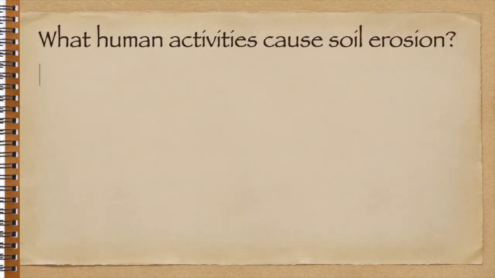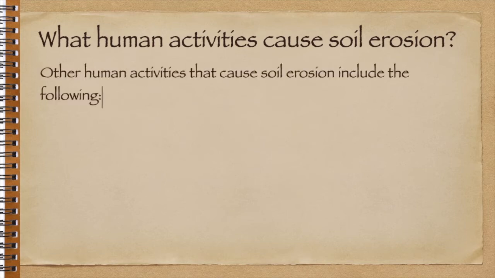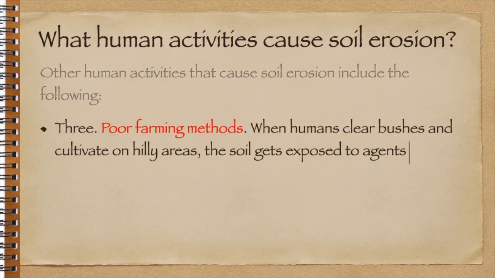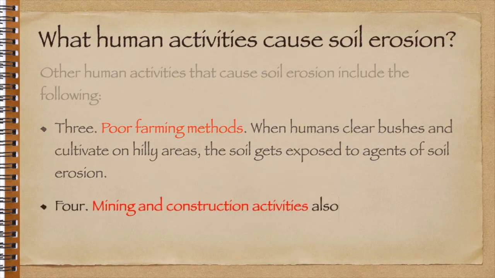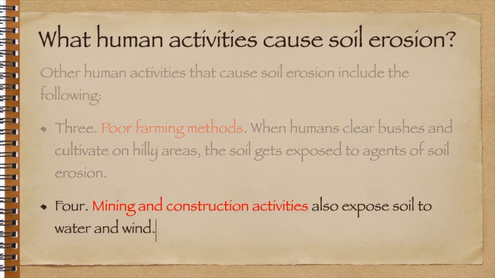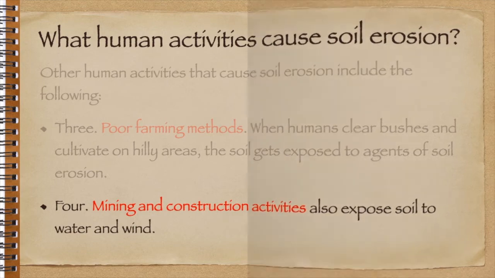Other human activities that cause soil erosion include the following. 3. Poor farming methods. When humans clear bushes and cultivate on hilly areas, the soil gets exposed to agents of soil erosion. 4. Mining and construction activities also expose soil to water and wind.